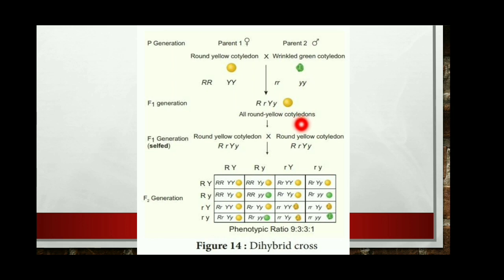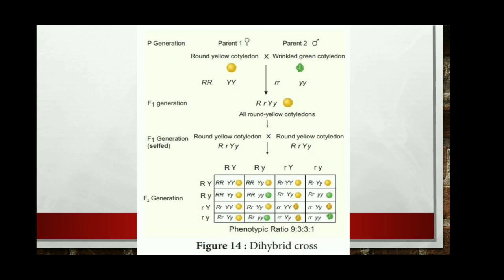From these F1 offspring, Mendel raised the F2 generation, the second generation. For that, he crossbred the F1 offspring by self-pollination. That means he crossed capital R small r, capital Y small y with another F1 offspring. That genotype is also capital R small r, capital Y small y. We know these are the parental traits now.